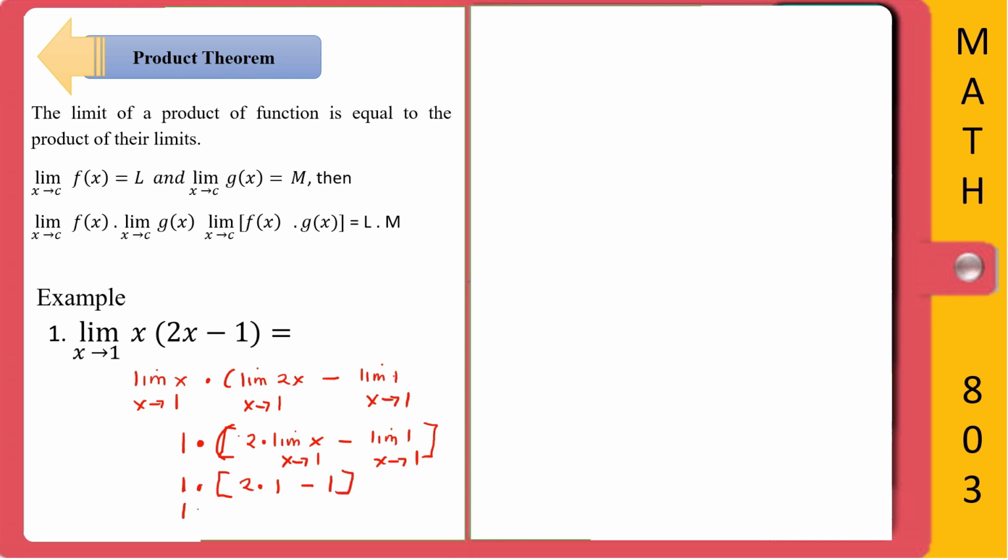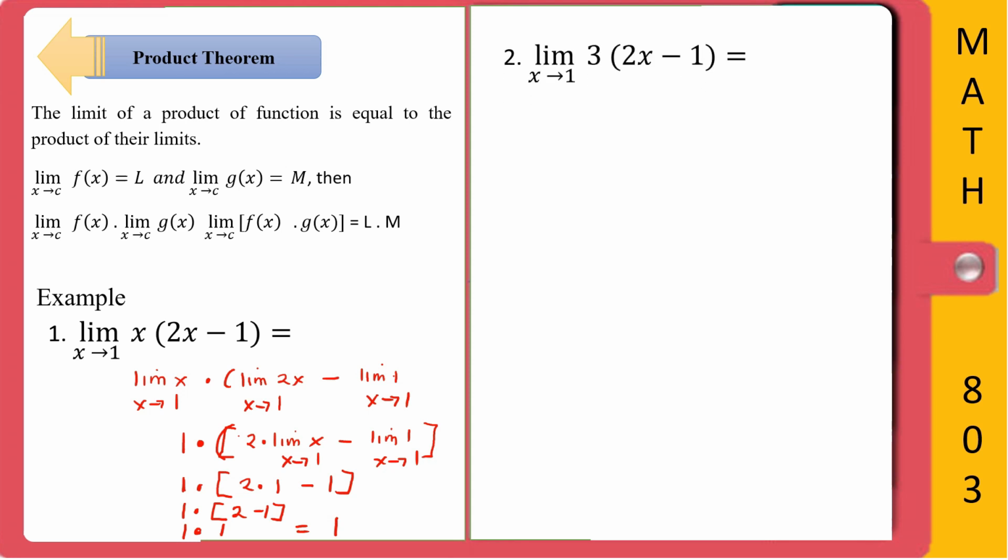Then bring down 1 multiplied by, applying the order of operations, 2 times 1 is 2. And then minus 1. So we have 1 multiplied by 2 minus 1, which is 1. So therefore, the final answer will be 1.